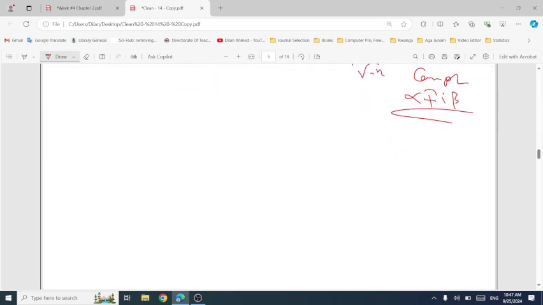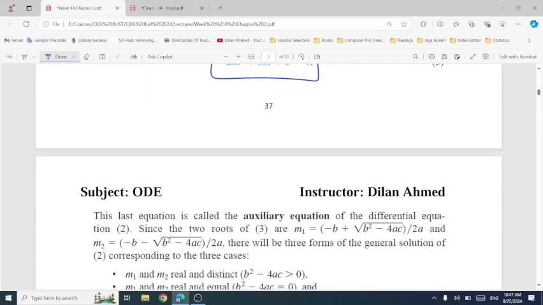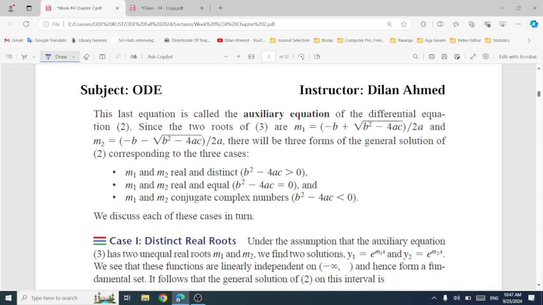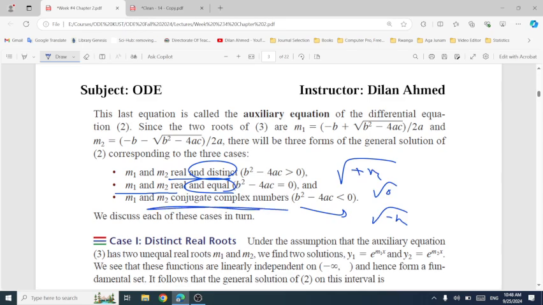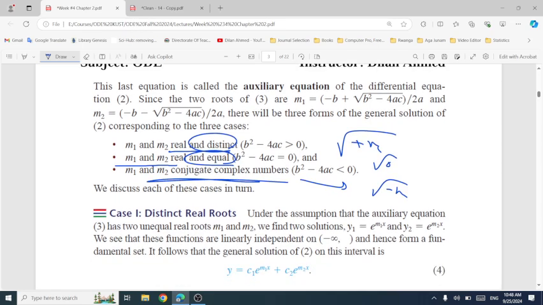Next, going back to business. Maybe you have 2 real roots, maybe m1 and m2 equal. Maybe you have complex conjugate roots. Case 1, distinct real roots.